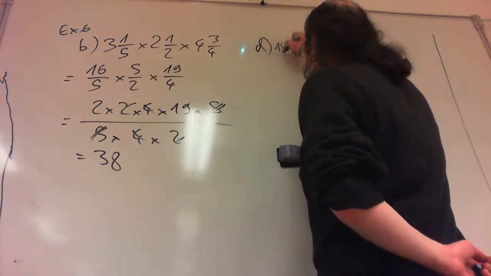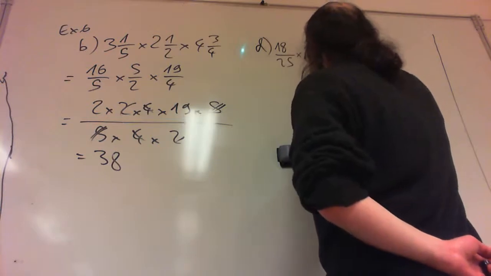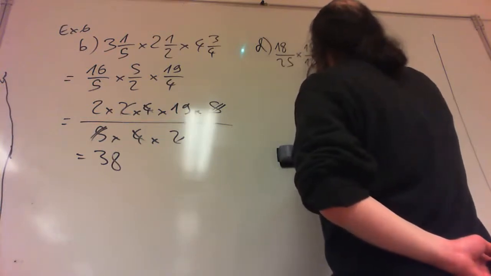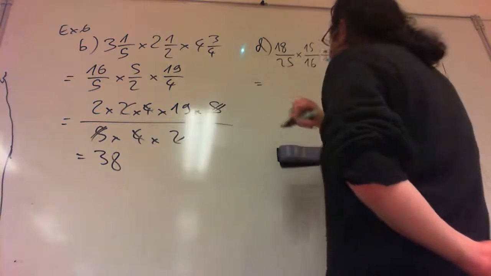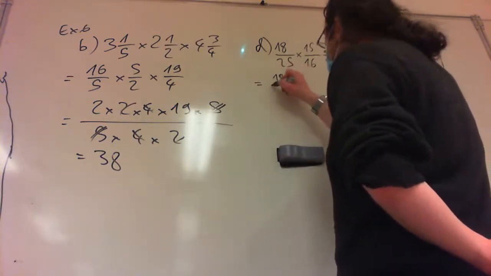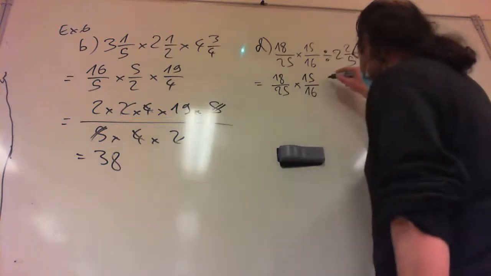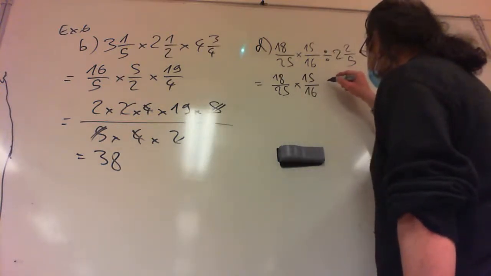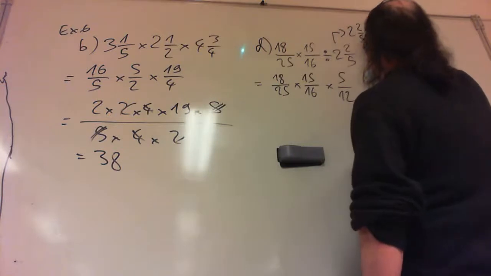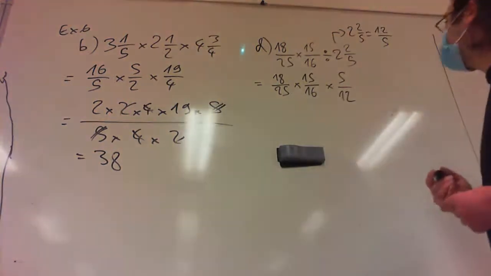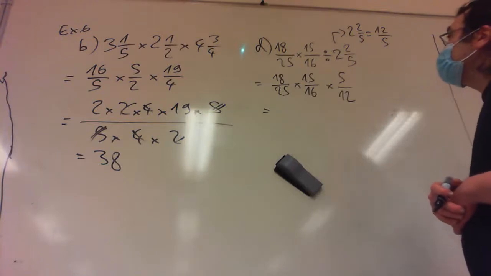18 over 25 times 15 over 16 divided by 2 and 2/5 is equal to 18 over 25 times 15 over 16 by 5 over 12. Okay, because this is equal to indeed 12 over 4 plus 2, 2 over 5, 12 over 5. Okay.